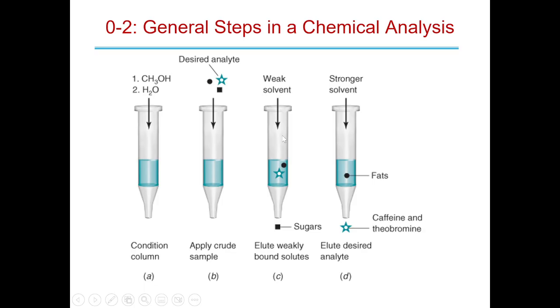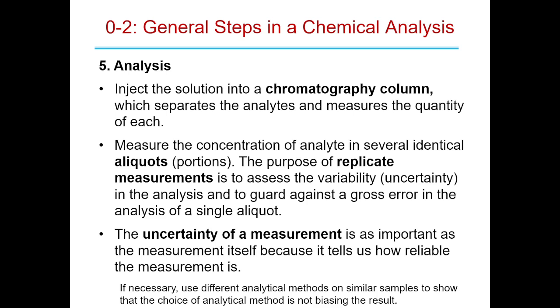In this case, we have our weak solvent that's going to move the sugars faster and leave the analyte. Then we do a stronger solvent that's going to move the analyte faster than the fat. And the fat will be left behind because we don't care. We don't want the fat. So the analysis, that's the next part. We inject the solution into a chromatography column. It's going to separate the analytes and measure the quantity of each, how much signal we get from each.